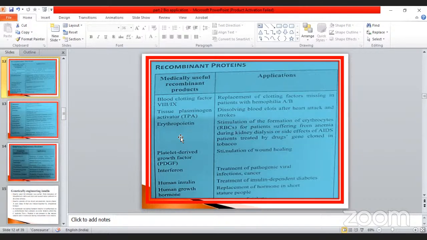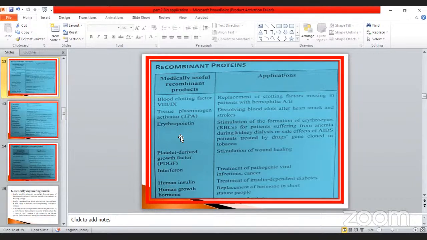And the 4th point is platelet derived growth factor, simply called PDGF. What is that? Platelet derived growth factor. So you know about it. It is very, very important. Stimulation of wound healing process.